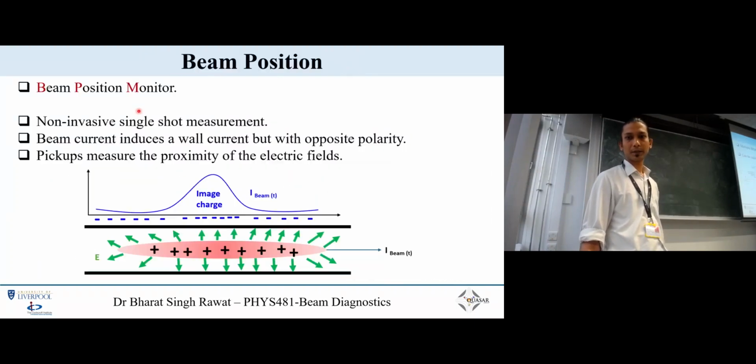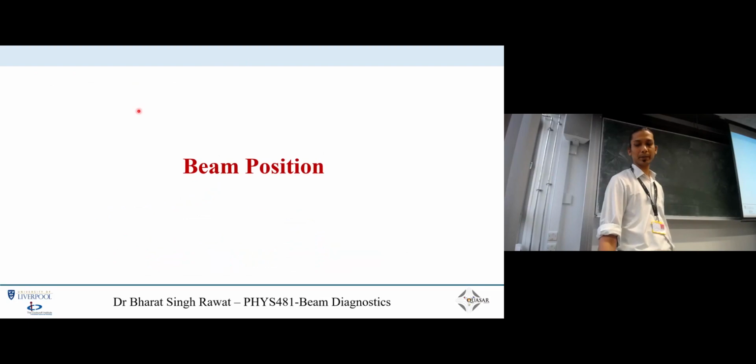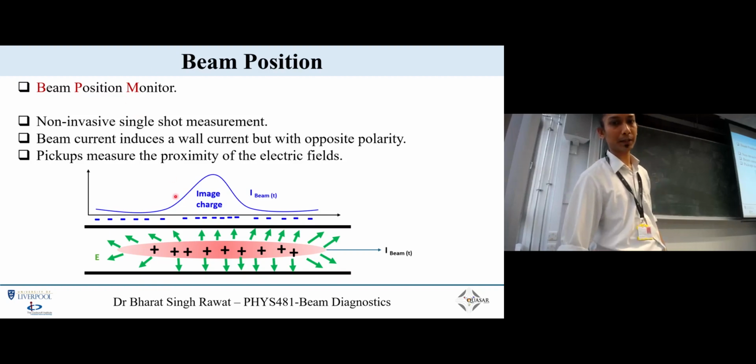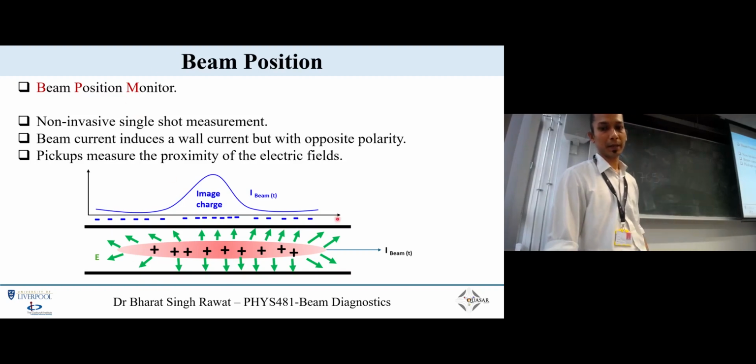So let's start with the first diagnostic, measuring the beam position. We want to know, with respect to the axis, where the bunch is as it moves along the accelerator. The first and most important diagnostic, which is used in most accelerators, is the BPM, beam position monitor. Here I'm showing you a bunch of particles moving along the pipe. As it moves, it also has its own electric field.